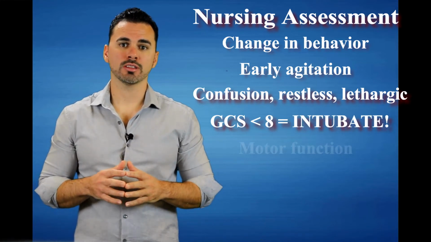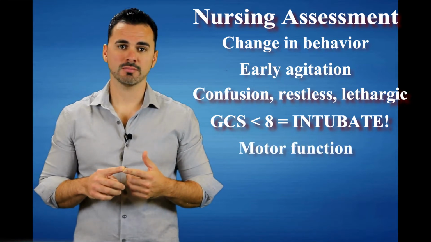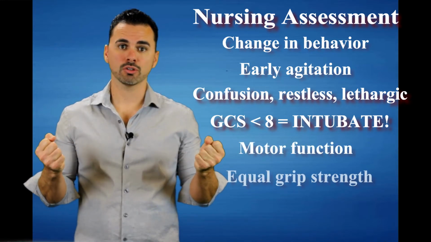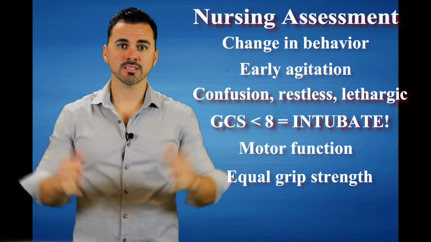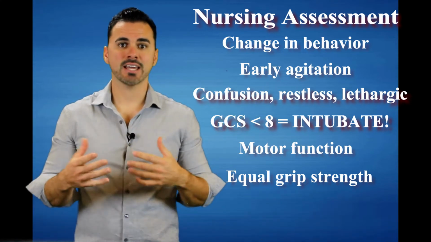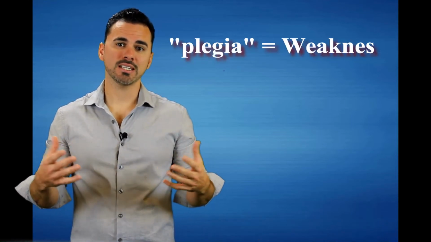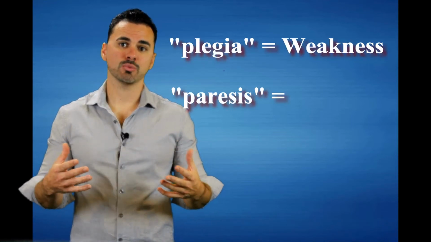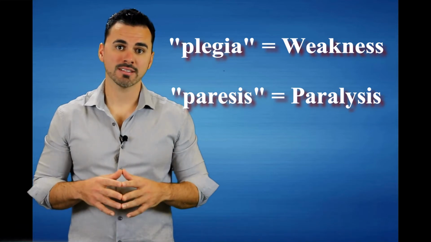You also want to look at the motor function of these patients. It's important that they have voluntary bilateral grips, arm raises. You want to look for their foot strength, any changes in gait, etc. In neurologic patients, it's going to involve any sort of plegia versus a paresis. So plegia meaning weakness versus paresis, which involves paralysis.